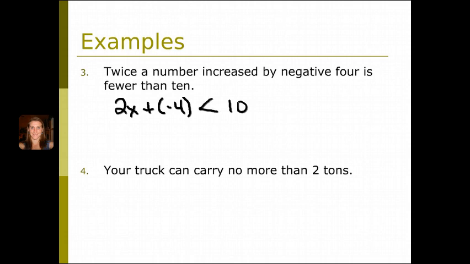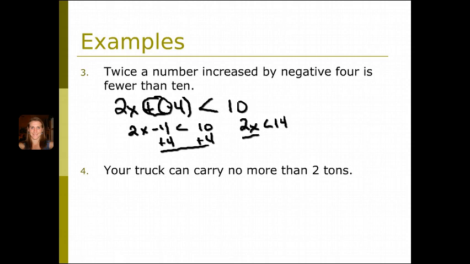Now we have to solve for x. Of course, we know that we get rid of that double sign. So you have 2x minus 4 is less than 10. Add 4 to both sides, and you have 2x is less than 14. Divide by 2, and you're left with x is less than 7 for your solution.